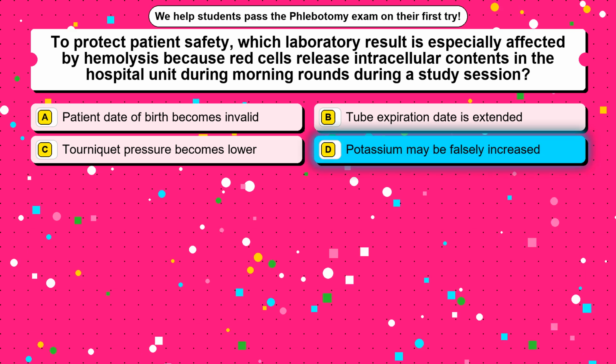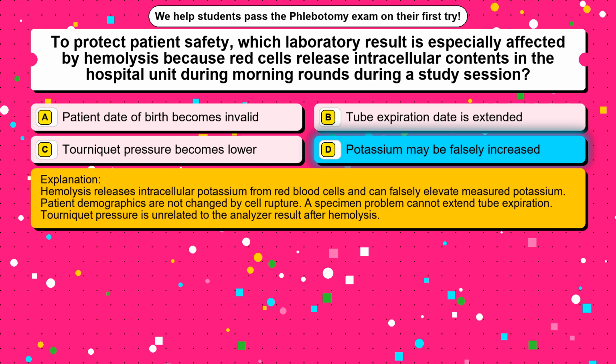The correct answer is option D. Potassium may be falsely increased. Hemolysis releases intracellular potassium from red blood cells and can falsely elevate measured potassium. Patient demographics are not changed by cell rupture. A specimen problem cannot extend tube expiration. Tourniquet pressure is unrelated to the analyzer result after hemolysis.